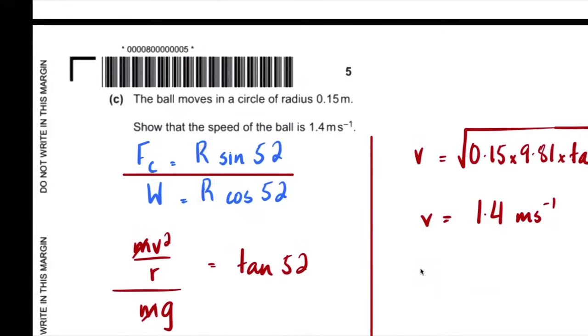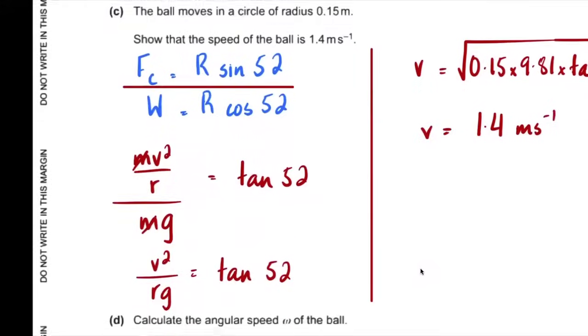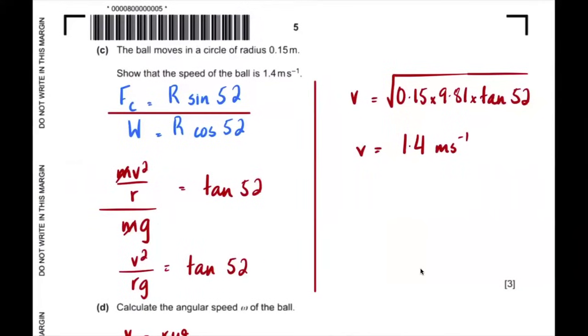So this simplifies stuff. So there's mv squared over r divided by weight, which is mg. The m's cancel again. So this becomes v squared over rg equals tan 52, right? So the trigonometric identity that sine over cos is tan. And then from here, I need v, right? So that becomes the root of rg tan 52. r is this, g is 9.81, tan 52. This turns out to be 1.4 meters per second to 2 SF.